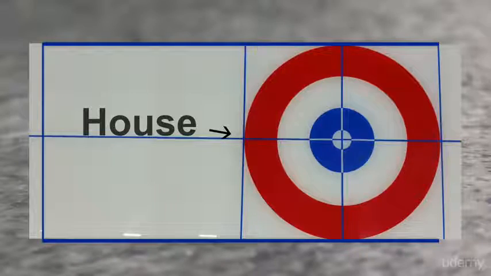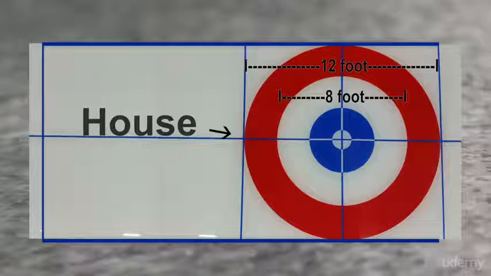To score points, you need to get your rocks into the house. The house is the target that has 3 rings and a circle in the center. So it's 12 feet in diameter, so the furthest ring, or the largest one, is called the 12-foot. The next is the 8-foot, the 4-foot, and then you have the button.